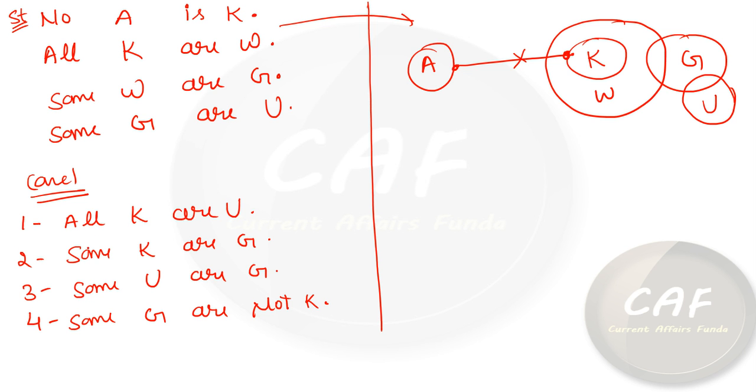Now let's check the conclusion here. All K are U. This is the reason of K. All K are U. Friends, this is not true from the above diagram. Why? Because all K are U, this may be possible or may not be possible. But we are in doubtful situation. That's why this will unfollow. If the conclusion is doubtful, then you will mark as a unfollow. That means cross here.